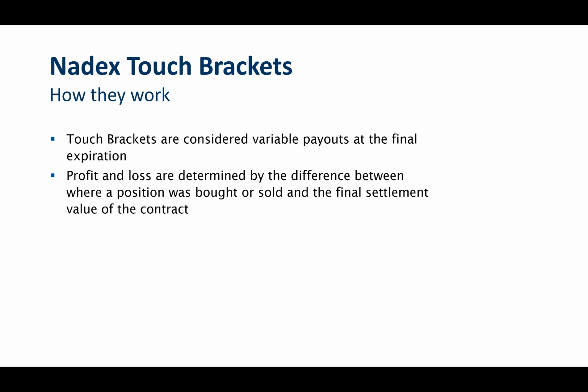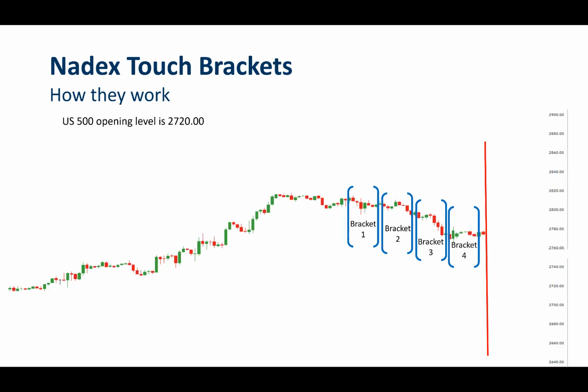Let's take a look at an example to help make it more clear. Here we have the US 500. The opening level was 27.20. Say, for example, the week has gone by and we now have 4 brackets heading into Friday expiration. So all of the brackets will expire at the same time and will expire to the same final expiration value. While these brackets are labeled 1 through 4, this is simply for visual reference. Depending on the volatility of the week, these may not be the original 4 contracts listed, but touch brackets that were relisted to replace those previously expired by touch.